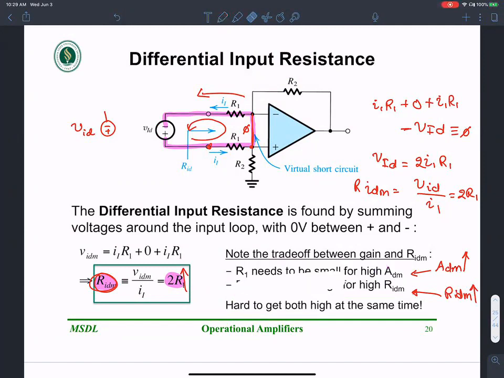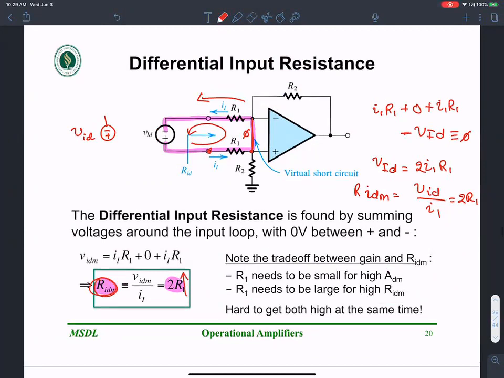So it seems there's a trade-off. If I want, it seems there's a trade-off between A differential mode and R input differential mode, in the sense that one needs the resistance R1 to be small and the other needs it to be large. It's hard to find a happy marriage in this occasion between the gain and input resistance. So in order to solve that problem, we employ a different technique called instrumentation amplifier.